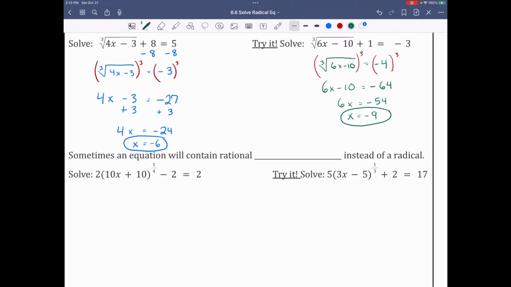Sometimes an equation will contain rational exponents instead of a radical. So let's solve this equation. We're going to want to get not the radical, but the exponential expression by itself, like isolated. So the first thing I'll do is add 2 to both sides. Bring everything else down.